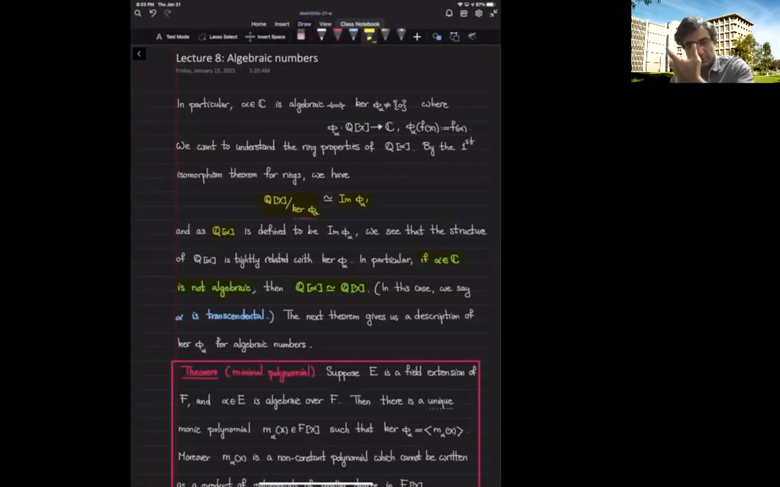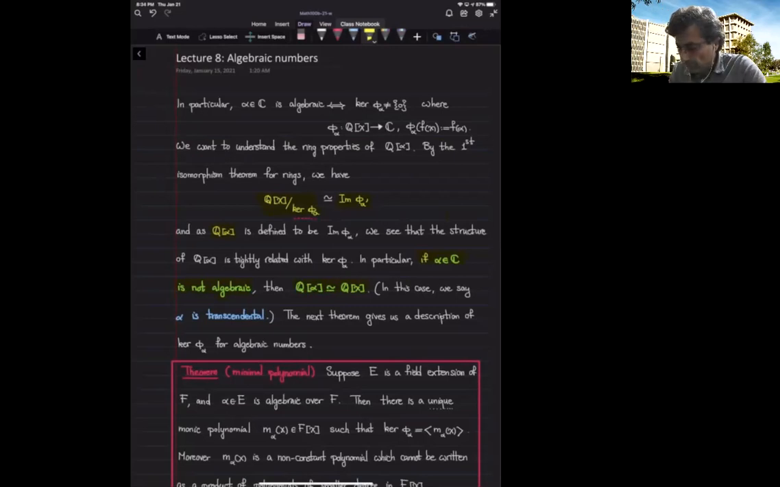And in that case, we want to describe elements of this ring. We want to understand the ring structure. So in a sense, is it an integral domain? That we know because it's a subring of complex numbers. Is it a field? In fact, in all the examples that we've seen so far, such a thing is a field. And we want to show that this phenomenon is true for every algebraic number.